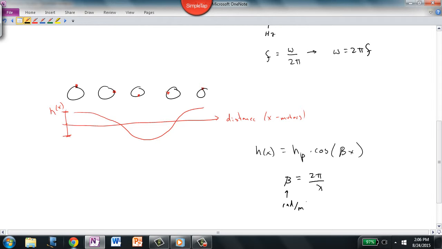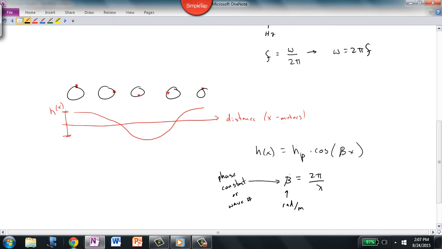And so beta here is called the phase constant. That's its name, sometimes called the wave number. And it basically is the spatial analog to angular frequency. So we've got wavelength, which is analogous to period, and we've got phase constant, which is analogous to angular frequency.